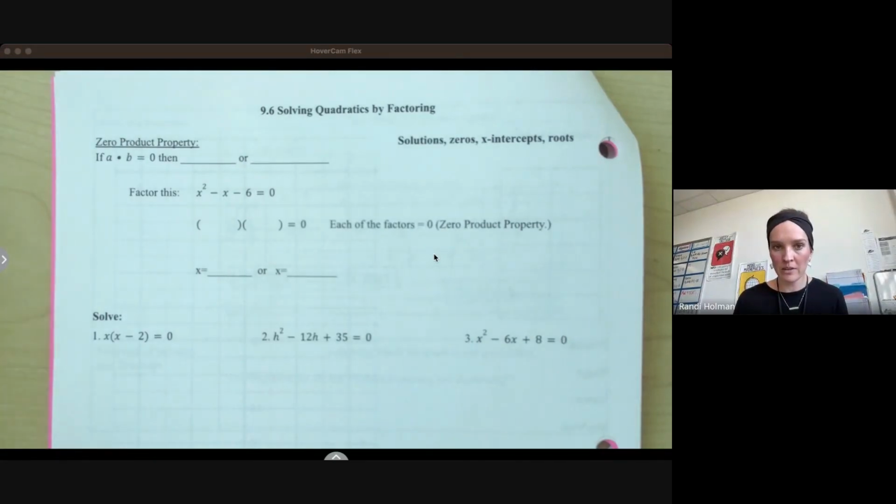Welcome. In this video, we are going to take a look at solving quadratics by factoring. So we're going to put together our factoring tools with our quadratics to find values that make our equation true. To start with that, we're going to use something called the zero product property.